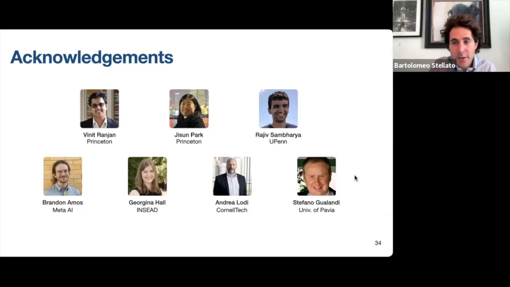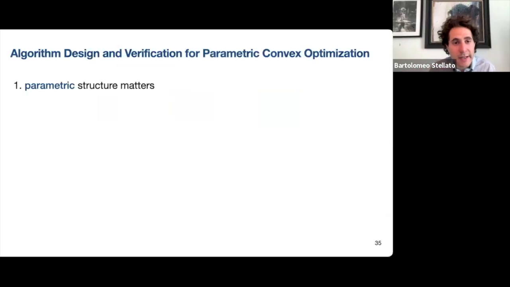So to conclude, what I would really like you to remember from this is that to analyze and design optimization algorithms, the parametric structure of these problems really matters. And being able to run these schemes once in a while to observe how this structure is exhibited throughout the instances is very important, and we should take that into account when both analyzing and designing these methods.